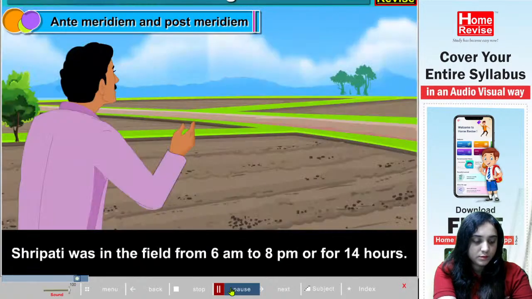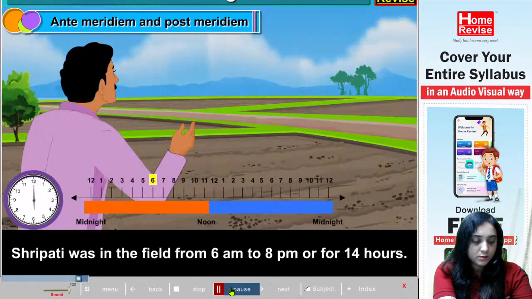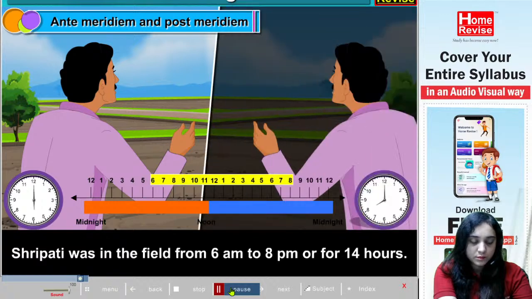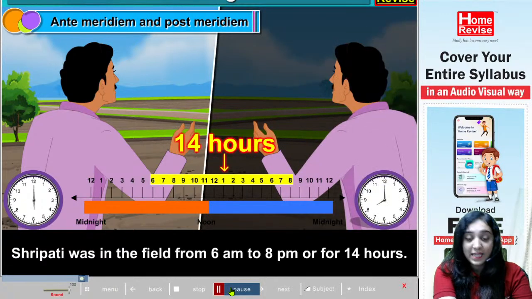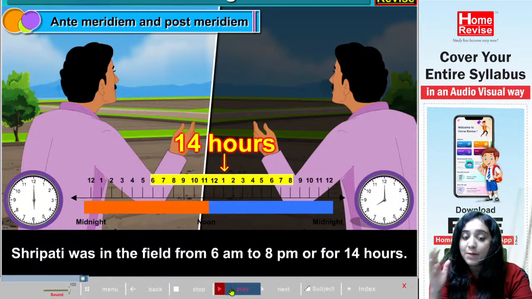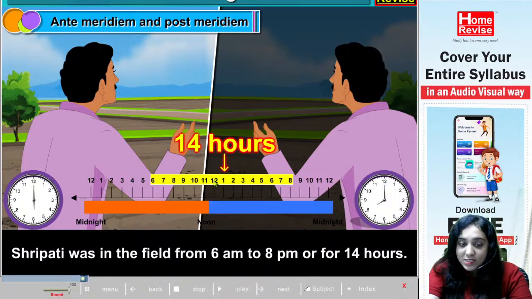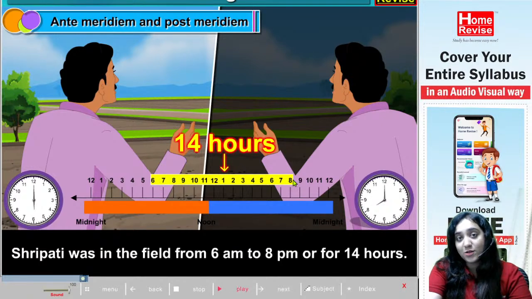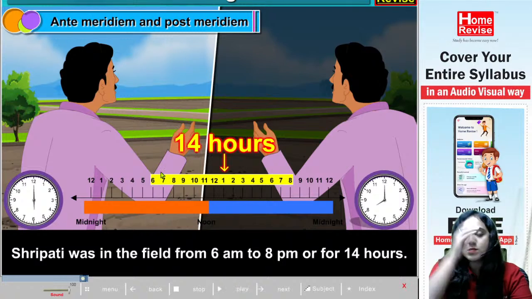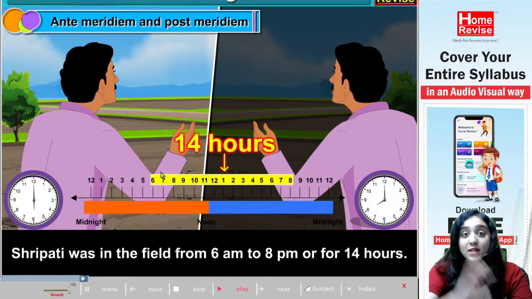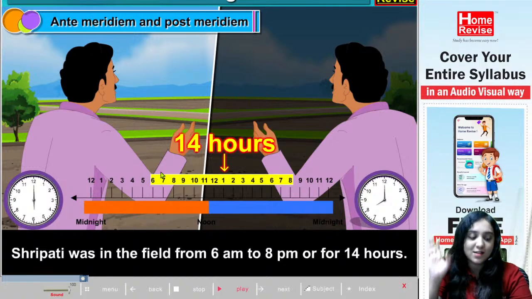Shripati was in the field from 6 am to 8 pm or for 14 hours. Yes. Now this is what he exactly meant to say, that I was in the field from 6 to 8, and not just the 6 to 8 ये morning वाला नहीं, ये 6 o'clock से ये 8 o'clock. अगर उसने बहुत ही specifically बोला होता ना 6 am to 8 pm, तो it would have been much great कि उसको समझ में आ रहा था that he was working there for 14 hours.